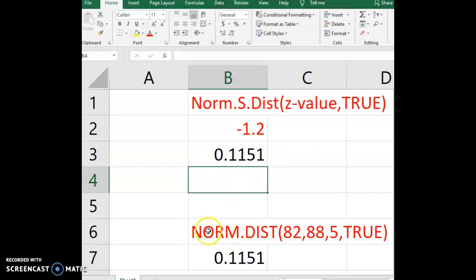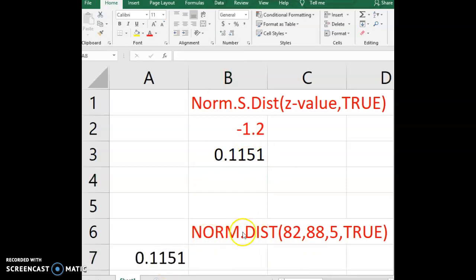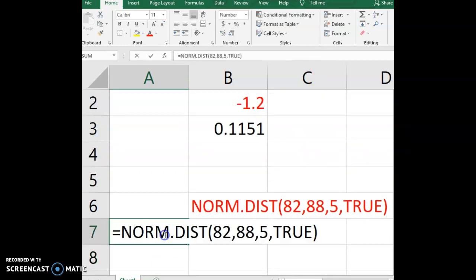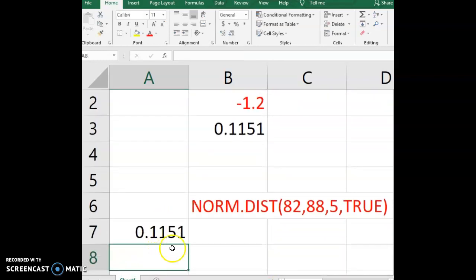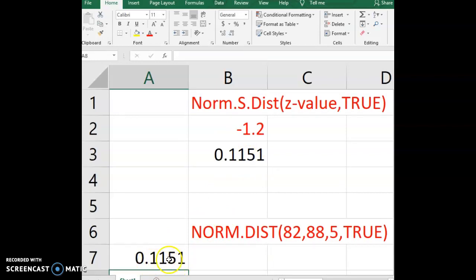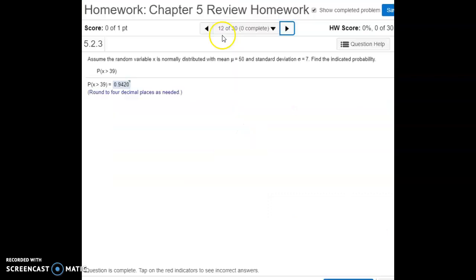Or we can use the formula NORM.DIST in Excel. So this formula does not have the S, and instead of entering z-values, you're going to enter in the mean and the standard deviation here. So your data value, comma, the mean, comma, the standard deviation, comma, true. And it will return the same result, the probability of being at that data value or further to the left in the distribution.